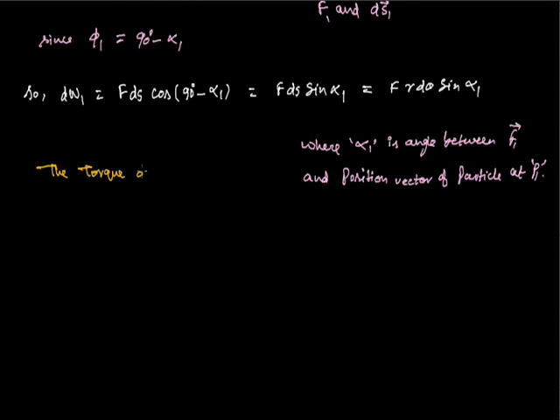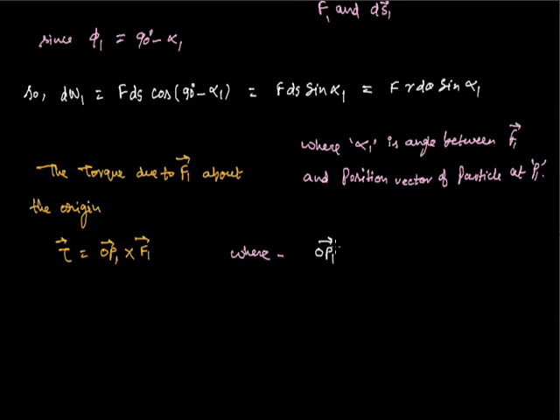The torque due to F1 about the origin: torque equals position vector OP1 multiplied by F1, the vector product of two terms, where OP1 is the vector sum of OC and CP1.